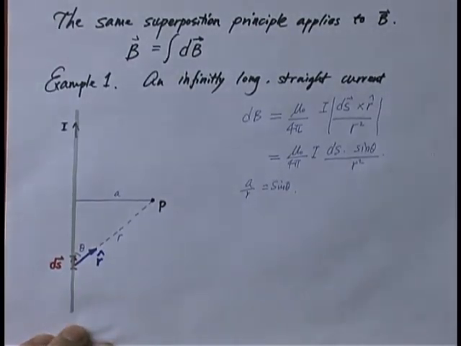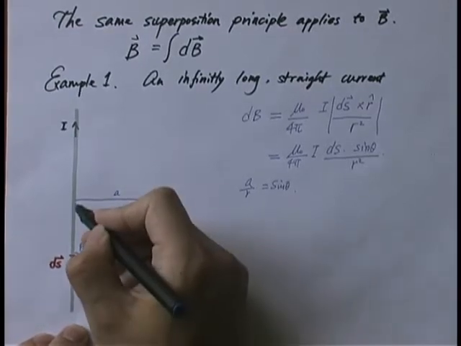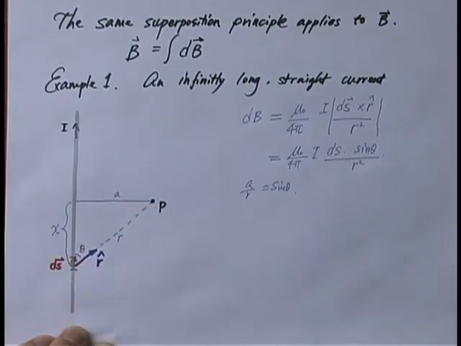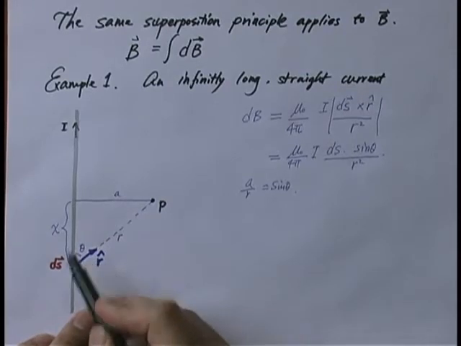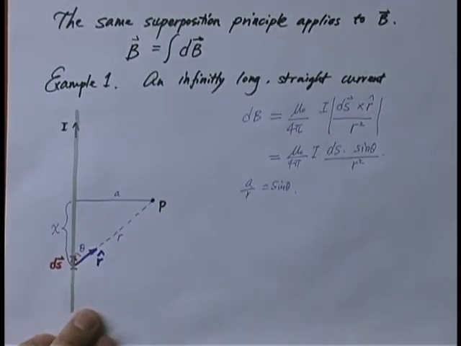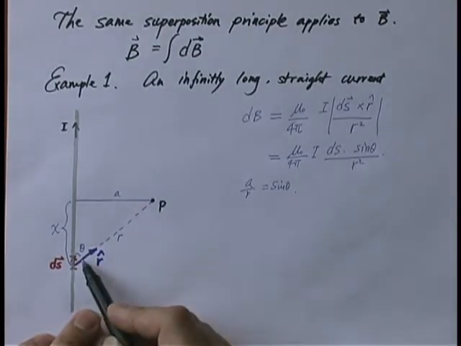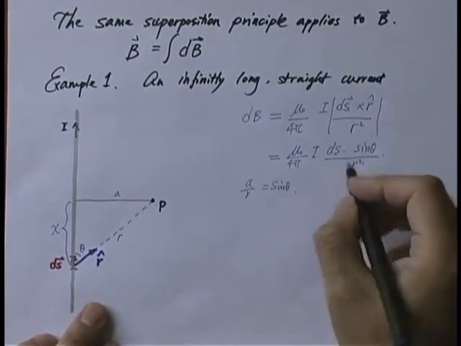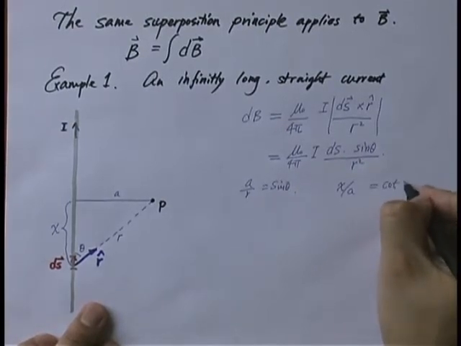That's one thing. Another thing is, what about ds? Well, ds is this length from here to there. It is really the infinitesimal increment of this distance, which I call x. The question is, given a and given theta, what is x? Well, isn't it true that x over a should be cotangent theta, right? Or a over x equals tangent theta. So x over a equals cotangent theta.